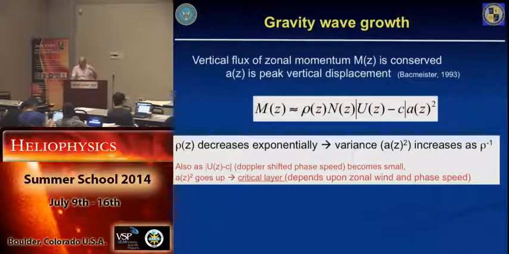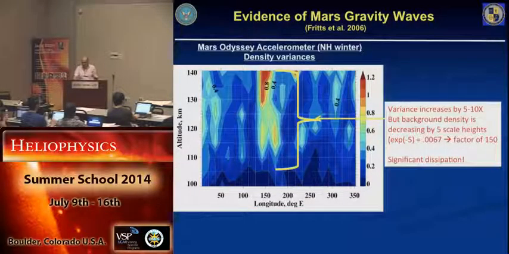So keep that 1 over rho thing in mind, because if you have a measure of gravity wave variance, let's say from density fluctuations or whatever it is, as a function of altitude, you want to look at that and see, is it increasing by 1 over rho? Because if it's not, then there's probably dissipation. And that's what they found on Mars.